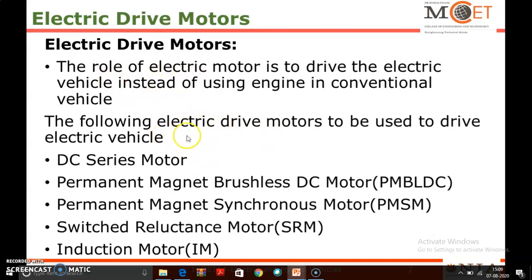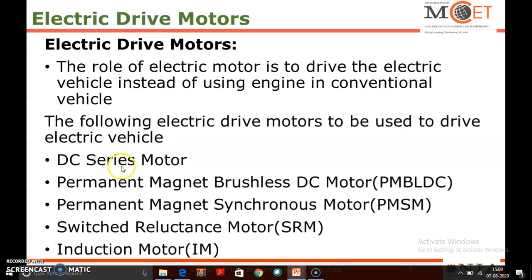Next, these are electric drive motors. The preferable type of electric motor in an electric vehicle is a high starting torque motor. So we know that the DC series motor, permanent magnet brushless DC motor, permanent magnet synchronous motor and switched reluctance motors have high starting torques. As we already know, the DC series motor has high starting torque. It can withstand a huge load all of a sudden at the beginning stage itself.